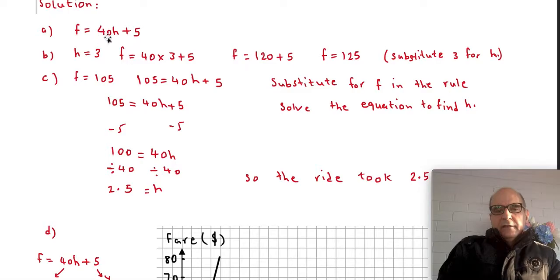So the number next to x is your gradient. The gradient of this line is going to be 40. And the other number that you're adding or subtracting is your y-intercept, so where your line is going to cross the y-axis, or in this case the f-axis. That means we already know one point of the line. It is the 5 value on the f-axis.